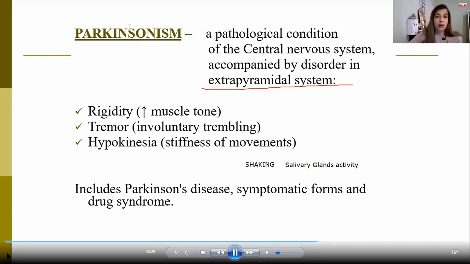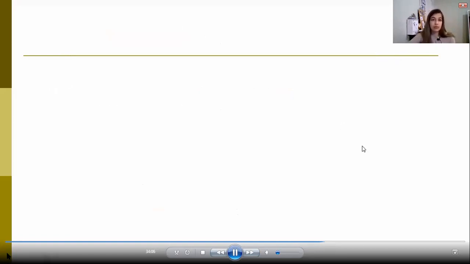Okay, so Parkinsonism can also be not just a disease. Yes, Parkinson disease is the initial condition, but we can also have symptomatic forms, the drug syndrome. What does it mean? It means that sometimes the patient had no Parkinson disease, but we gave them some drugs which provoke those dopaminergic pathologies, and we can lead to Parkinson syndrome. So when he stops taking those drugs, his Parkinsonism stops. We will discuss such drugs in the next topic.